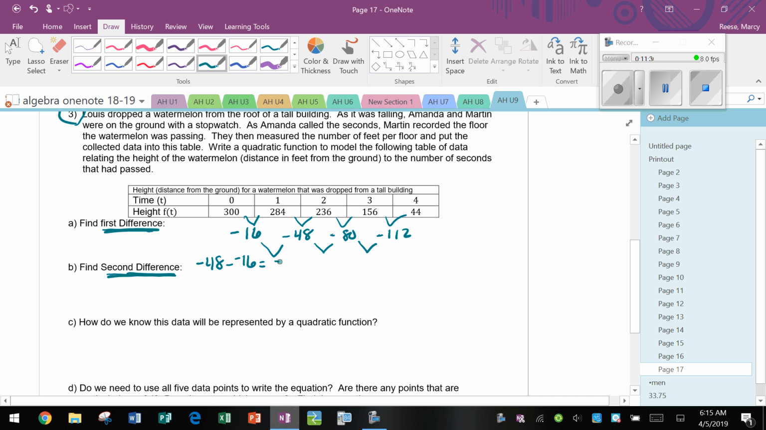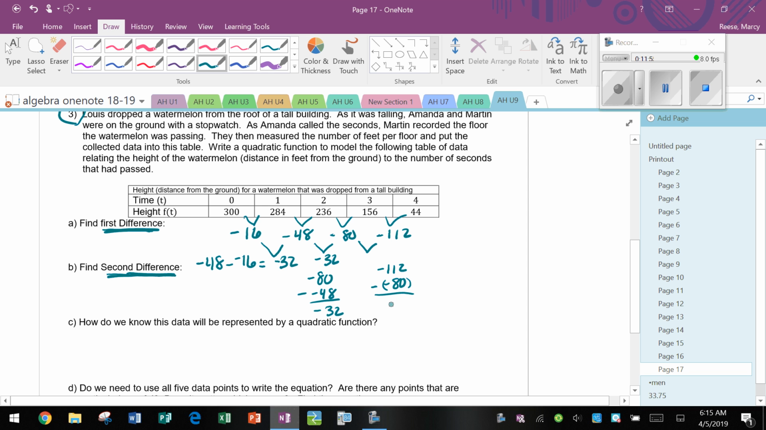And when you do that, you get negative 32. And you're going to do it again. You're going to do negative 80 minus negative 48. And when you do that, you're going to get negative 32. And then you're going to do it one more time. Negative 112 minus negative 80.